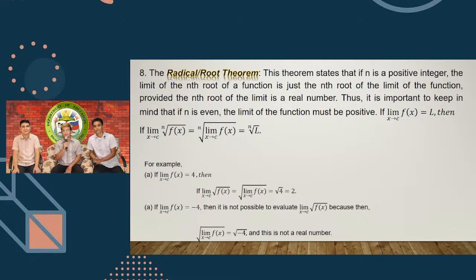Now let's have another example. If the limit of f of x is equal to negative 4, then it's not possible to evaluate the limit of the square root of f of x as x approaches c, because if we write it down, the square root of the limit of f of x as x approaches c is the square root of negative 4, and that is not a real number.